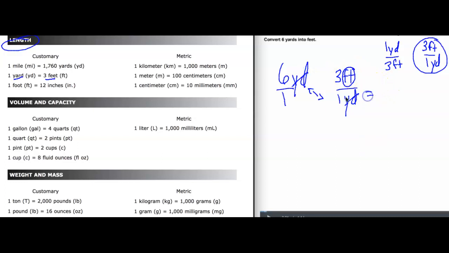Now what we have to do is finish multiplying. So what is 6 times 3? Answer that for me, please. Very good. That's going to be 18 feet. And of course, 1 times 1 is 1. And what's the simplified version of 18 feet over 1? Simply 18 feet. And to bring it back to the beginning, 18 feet is equivalent to 6 yards.